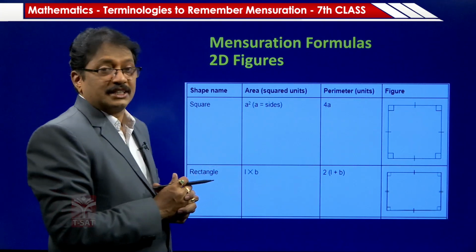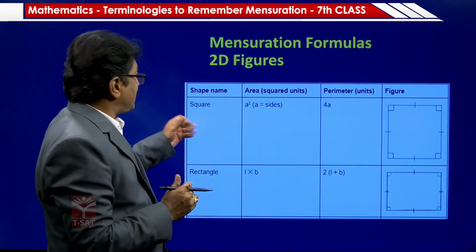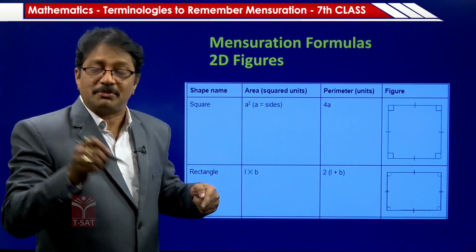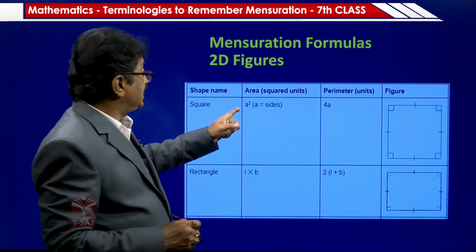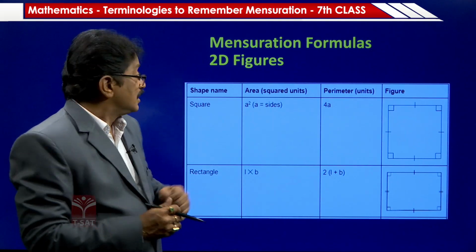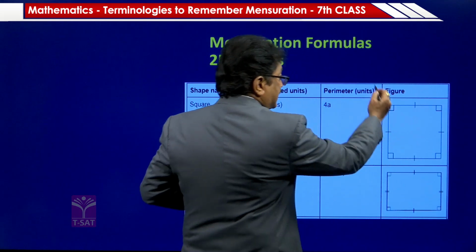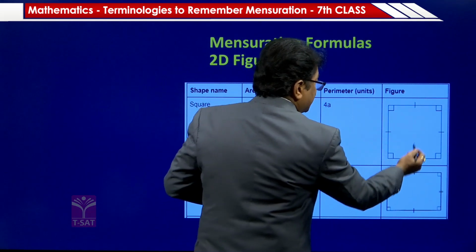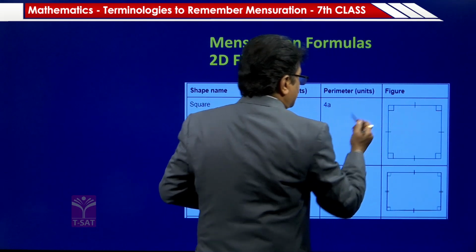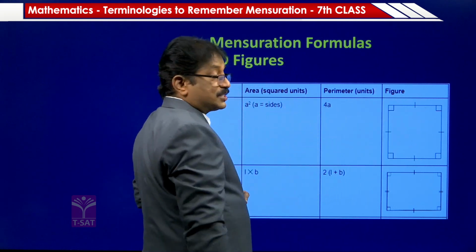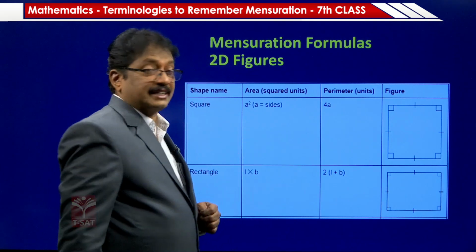See the figures. When you take these figures, the first one is a square. A square has the length and breadth both the same. That's the reason the area of the square is a square. When you consider the perimeter, how many sides does it have? 4 sides, correct? So this one is a, this one is a, this one is a and this one is a. So the total perimeter is a plus a plus a plus a, which is 4a.